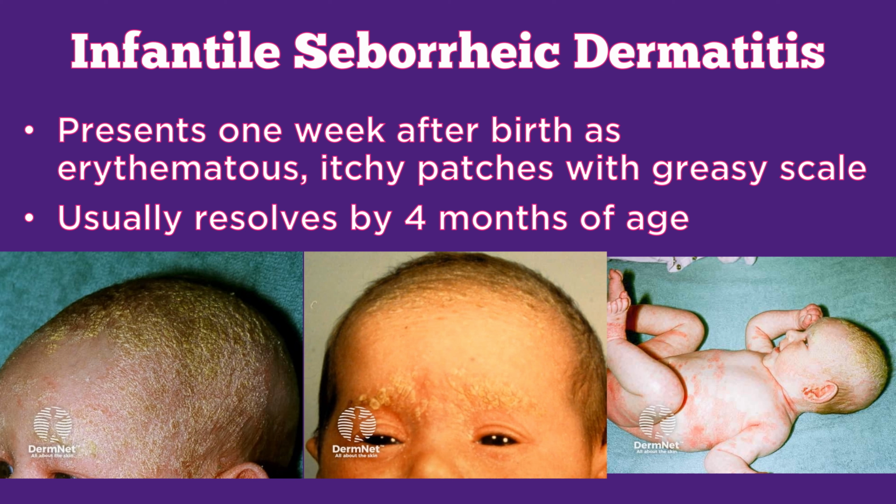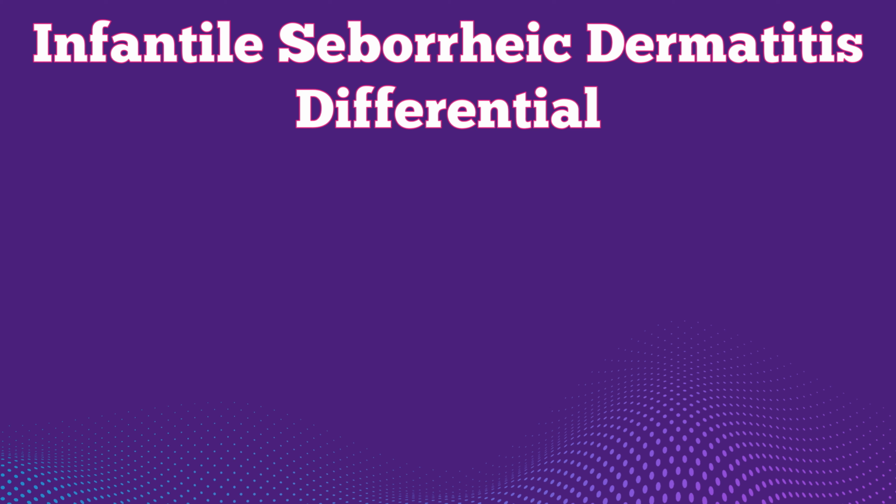It affects similar areas to adults and is classically seen on the scalp, where we call it cradle cap, along with the face, postauricular areas, the sternum, and intertriginous areas. We will dedicate a whole episode to the differential for intertrigo and diaper dermatitis later on down the road. But what else should be on our differential for cradle cap or Seb Derm on an infant's face?